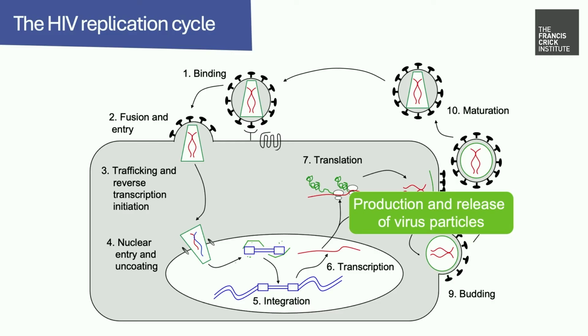They push through the membrane of the cell, and they take a bit of that membrane around them to create their own envelope. This makes what we call an immature particle, and the particle then needs to go through a process that we call maturation to make new infectious particles that can go on and infect new cells.